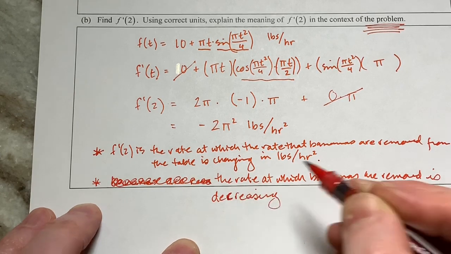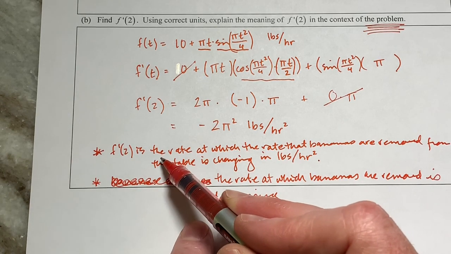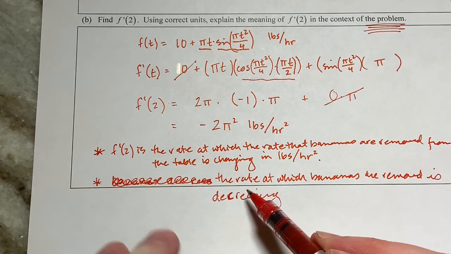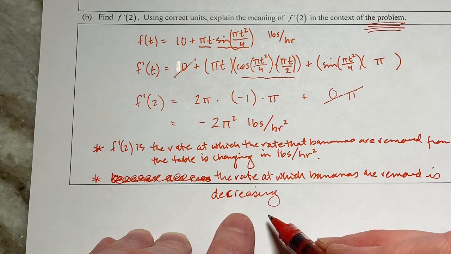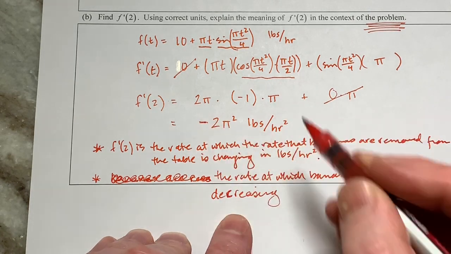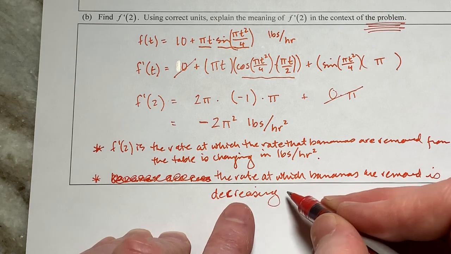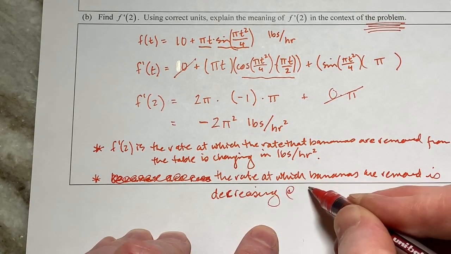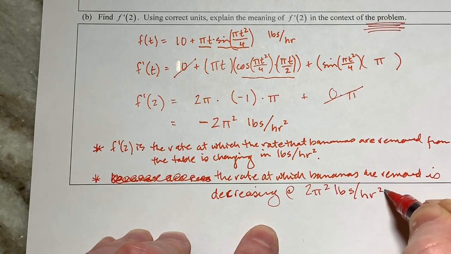You could say that. So the rate is changing. I'm saying the first one said the rate at which the rate is changing. I'm saying the rate at which bananas are removed is decreasing. And the reason I said decreasing is it was negative. I could have said it's changing at -2. I'm just going to say it's at -2 pi squared. I'm going to say it's decreasing at 2 pi squared pounds per hour squared.